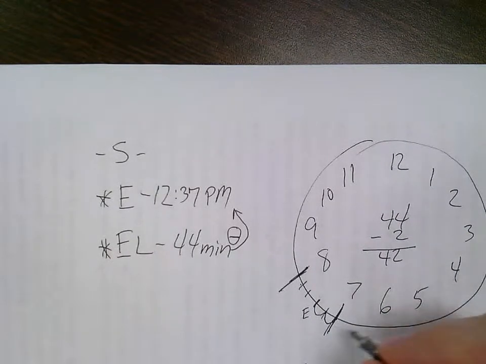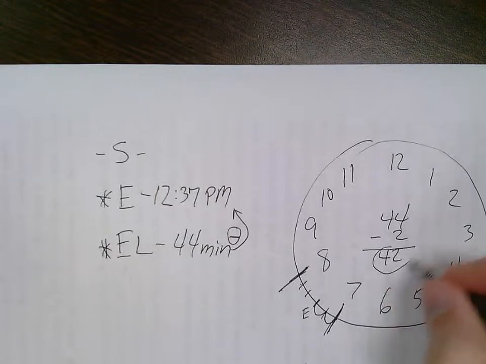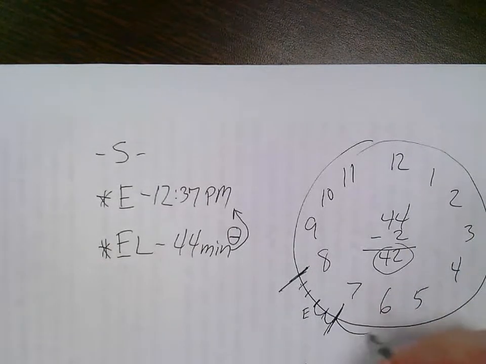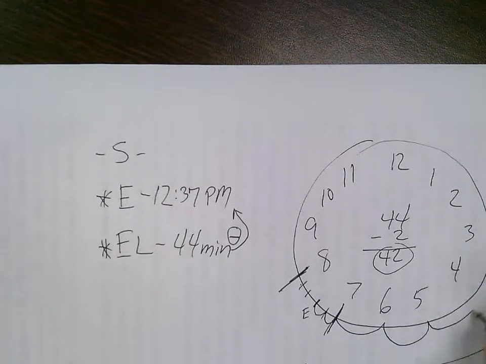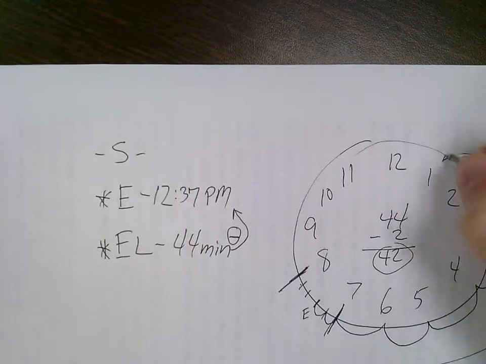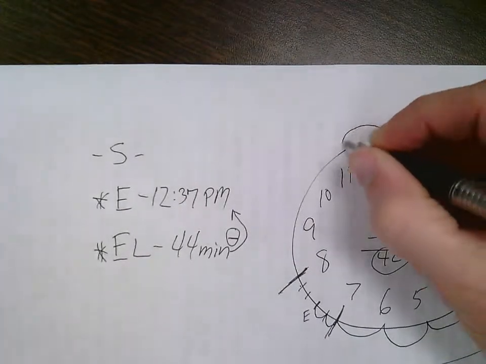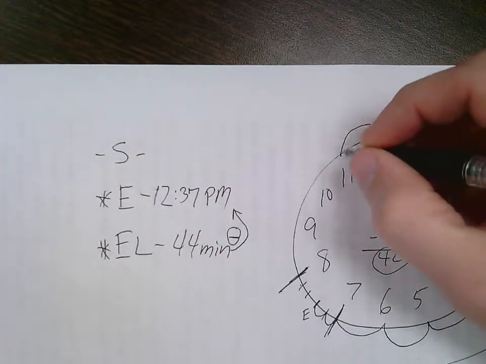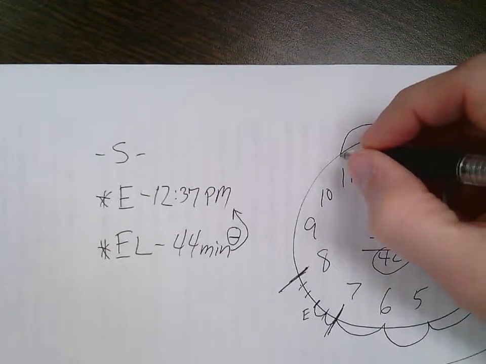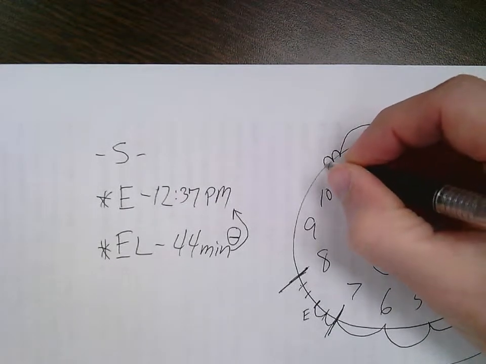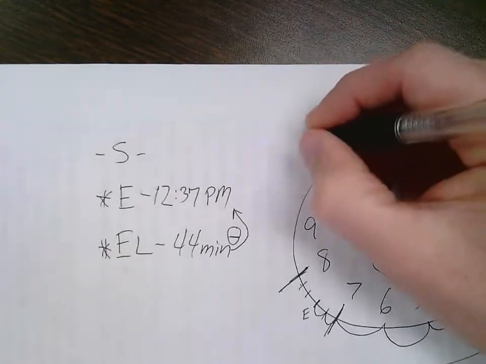So now I'm going to count by 5s until I get to 42. So 5, 10, 15, 20, 25, 30, 35, 40, and I can't go 5 more because that's going to put me past 42. So now I just count by 1s again. 40, 41, and 42. So right there is my start time.